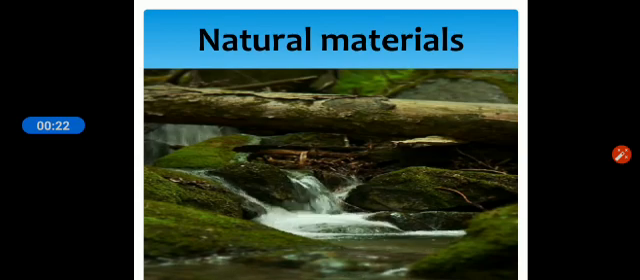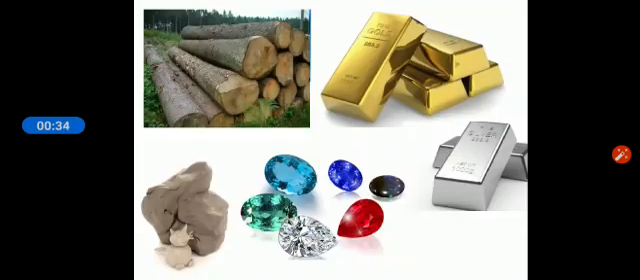Dear students, as we have discussed in our previous lecture, materials which come from plants, animals, or from under the ground are called natural materials. Here are some examples: gold, silver, some precious stones, wood, and clay.